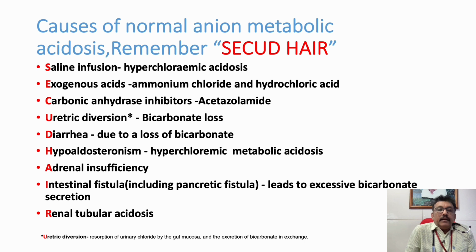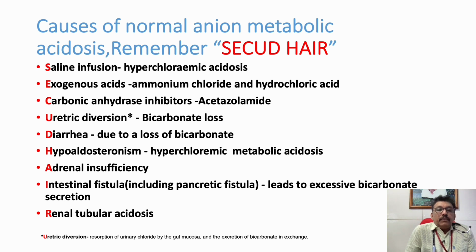Exogenous acids like ammonium chloride, hydrochloric acid, not very common. Carbonic anhydrase inhibitor overdose, that is acetazolamide. Ureteric diversion, where bicarbonate loss can occur. Diarrhea, where bicarbonate loss can occur.